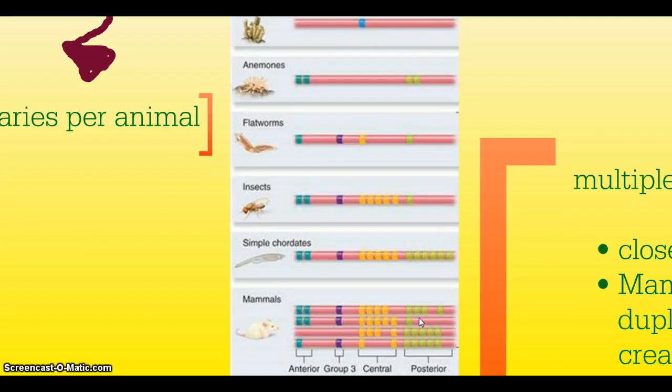Now, to explain this further, this is a picture from the textbook, and you see there are many different types of animals on the side, such as sponges, insects, and mammals. The pink strip is the chromosome, and along the chromosome are strips of blue, purple, orange, and green. These multicolored strips on the pink chromosome are the Hox genes, and as you can see, sponges only have one Hox gene, which is blue. Flatworms have 4, and when you get to mammals, there's an abundance of Hox genes. So as you can see, the number definitely varies per animal.